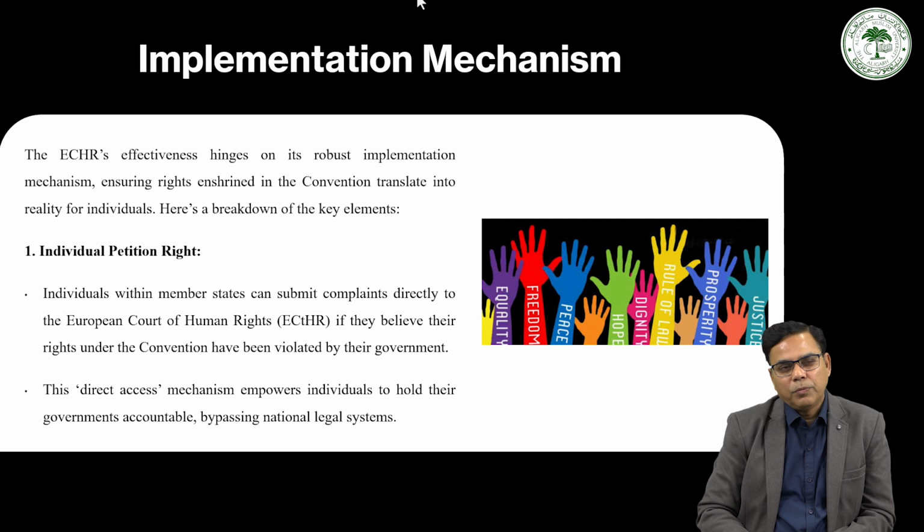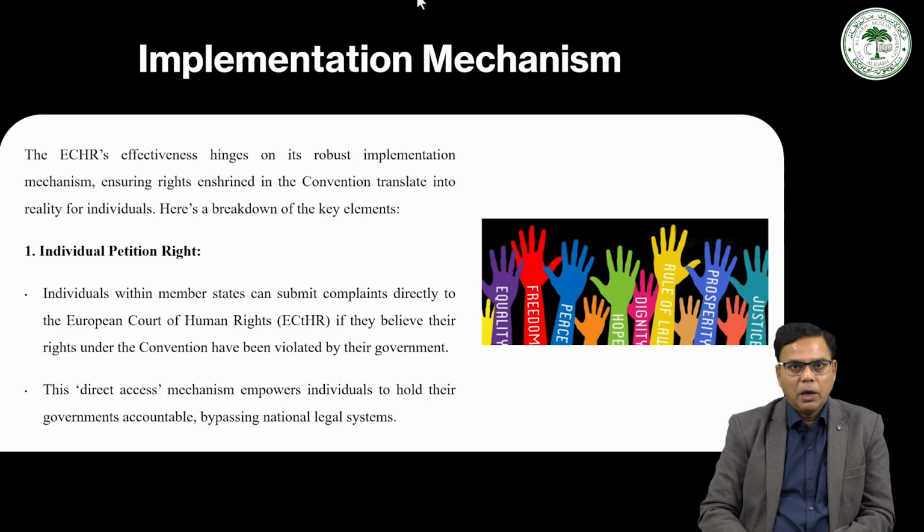Because if you have very good provisions, the catalog of rights is vast, but if they are not being implemented, then they become golden letters written over there without any kind of legal sanction. So here what is there? First of all, the implementation mechanism we are going to examine, and number one is the individual petition right.